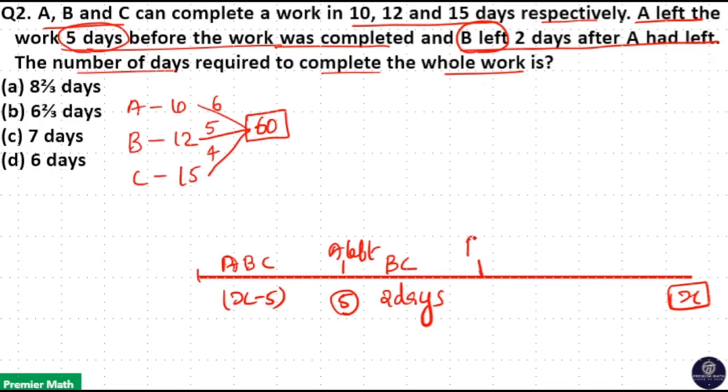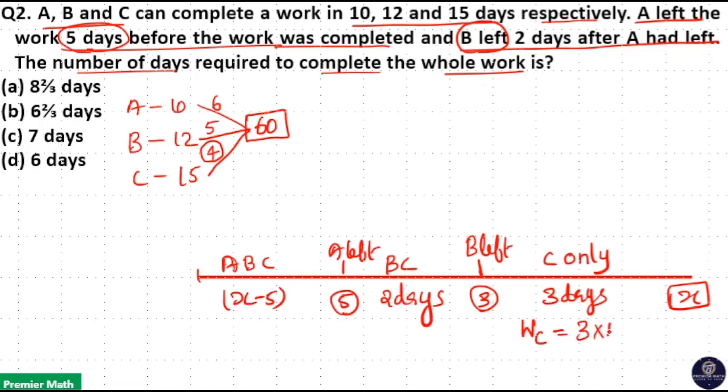But B left 3 days before the work ended because B only worked for 2 more days after A had left. So the remaining is 3 days. Now A and B left, remaining is C. So C alone worked for 3 days. Now here efficiency of C is 4. That means work completed by C in this 3 days is 3 into efficiency of C, 4. So 12 unit is the work completed by C in 3 days.